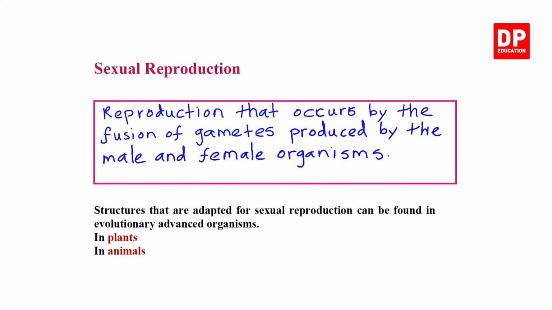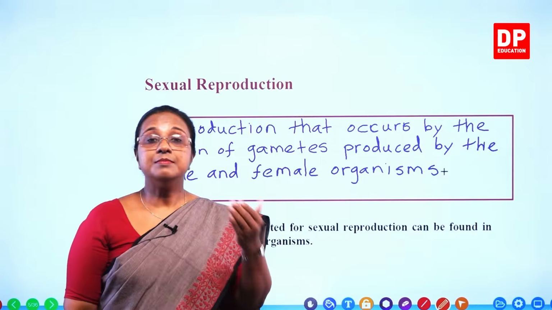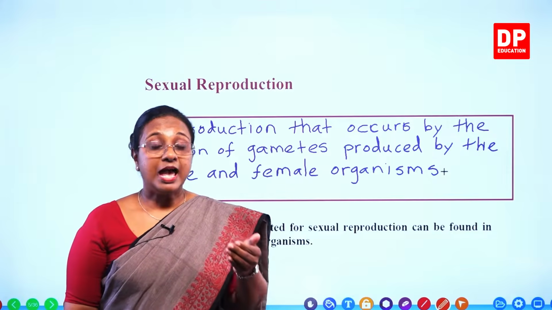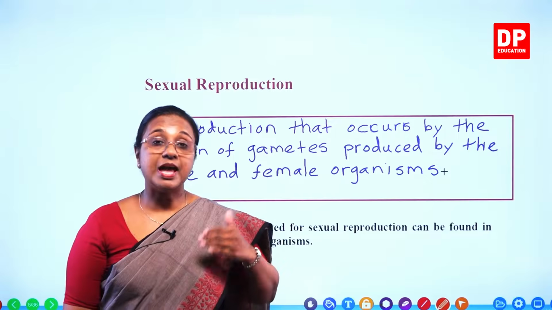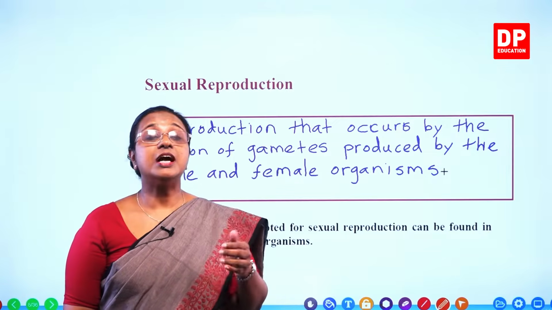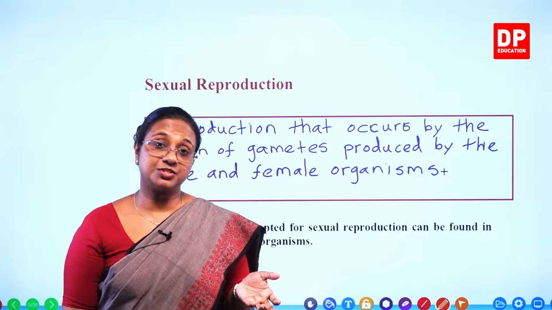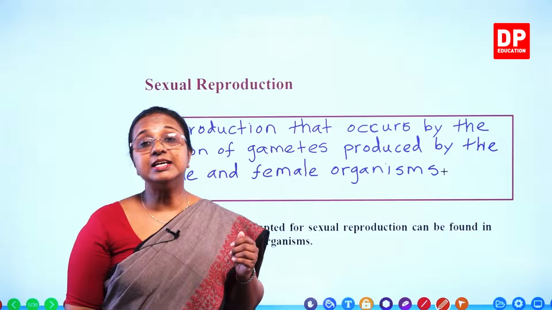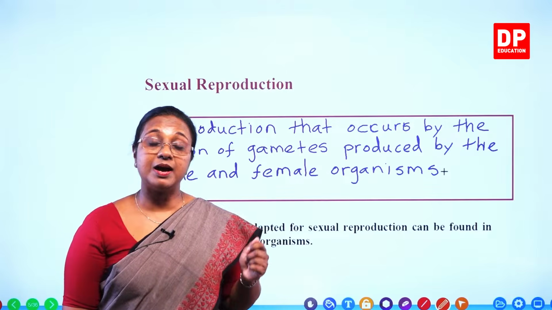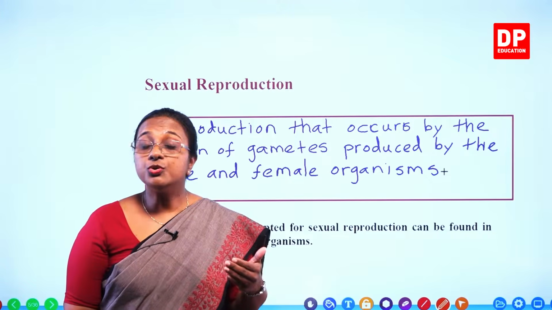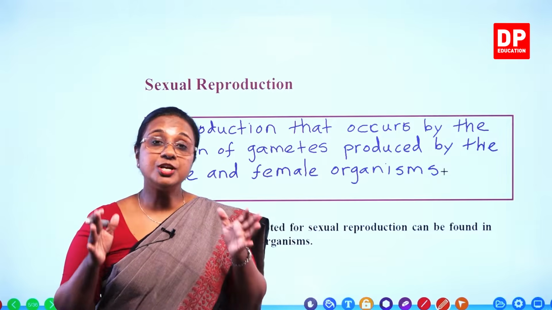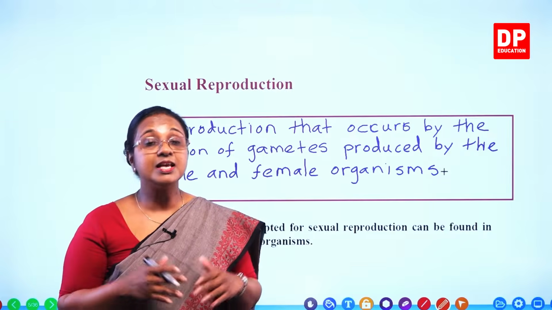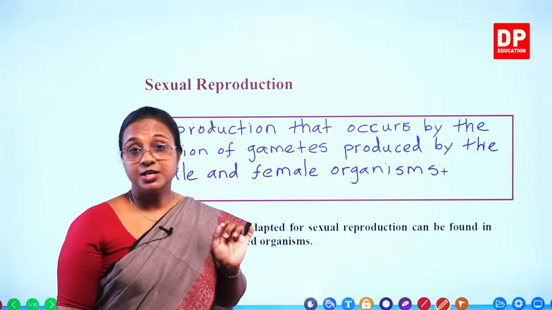So, when we say male and female organisms, if we take the male and female reproductive structures of flowers, they are the androecium and gynoecium. Androecium is the male reproductive structure, gynoecium is the female reproductive structure. In the androecium, the pollens are produced, whereas inside the ovaries, the female reproductive part, the ovules are produced. Those are the gametes. So, the fusion of gametes, the ovules with the gametes of the pollens, gives rise to sexual reproduction.